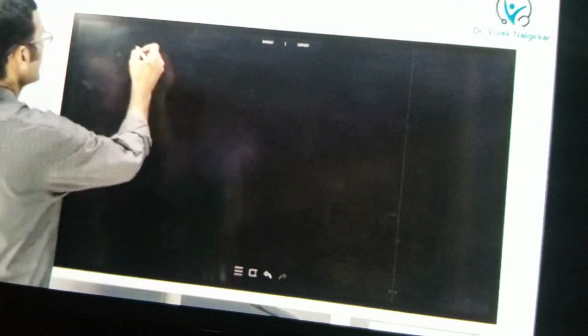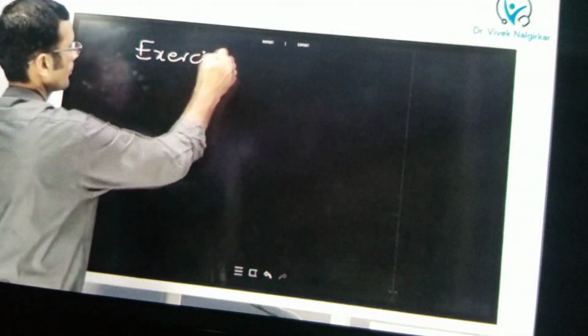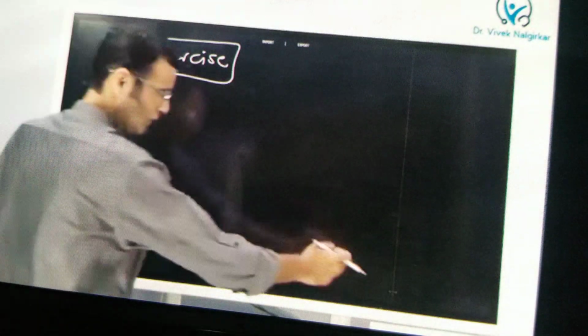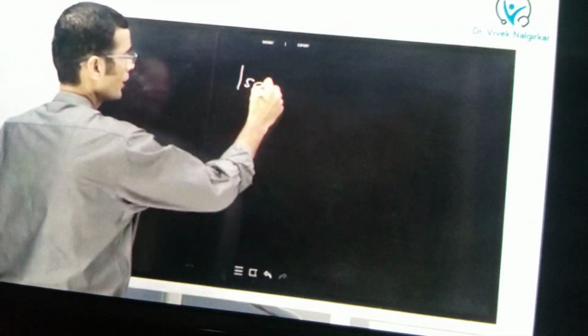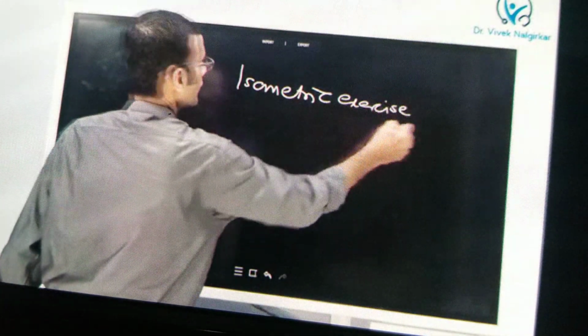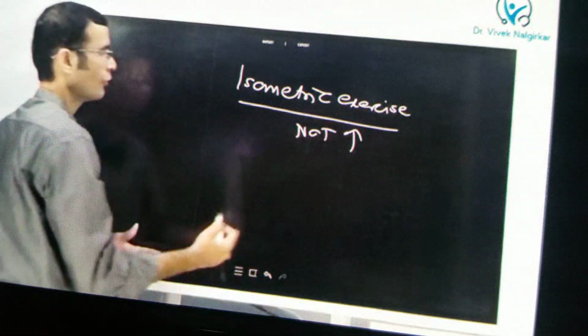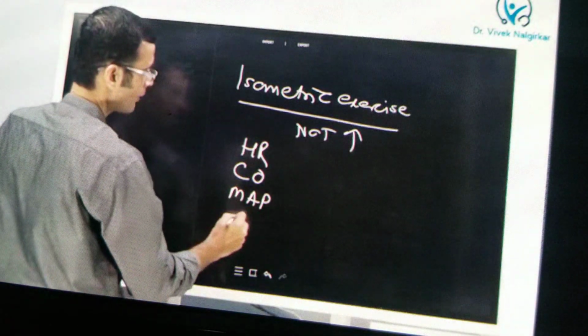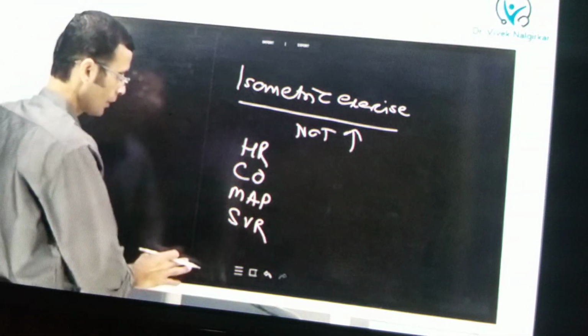Let us see the cardiovascular changes during exercise. Very often we are asked what are the cardiovascular changes during different types of exercises. There was an MCQ like this. In isometric exercise, which of the following will not increase? The options are heart rate, cardiac output, mean arterial pressure, and peripheral resistance or systemic vascular resistance. This has been asked previously.